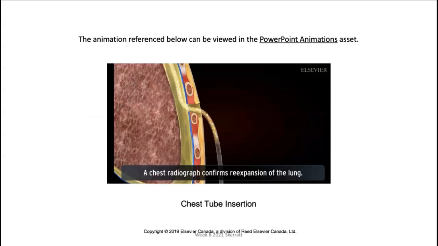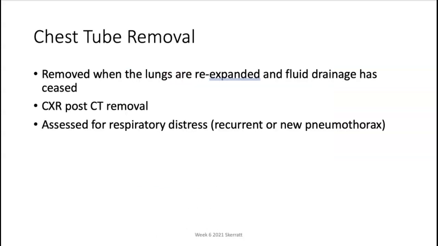I think I've already shown you the chest tube insertion, so we don't need to review that again. Then chest tube removal: it is removed when the lungs are re-expanded or when fluid drainage has ceased or decreased. I don't know whether it's a delegated act or not, but nurses at Southlake can be trained to remove chest tubes. After the chest tube is removed, a chest x-ray is always done to ensure that the lung has not collapsed, and that air has not entered the space on chest tube removal. And you always assess the patient for respiratory distress to ensure that the patient has not developed a recurrent or a new pneumothorax.